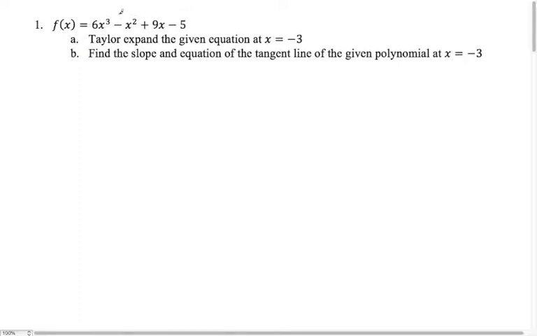Alright, let's look at this problem together. Problem 1 gives us the polynomial equation f of x, which is 6x cubed minus x squared plus 9x minus 5. Part A of question 1 tells us to Taylor expand the given equation at x equal to minus 3. So the first thing we must do is find out what we divide our equation by to expand it.